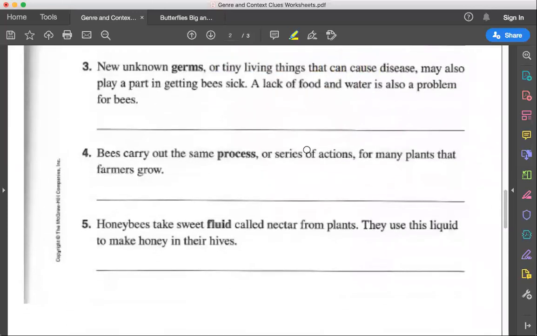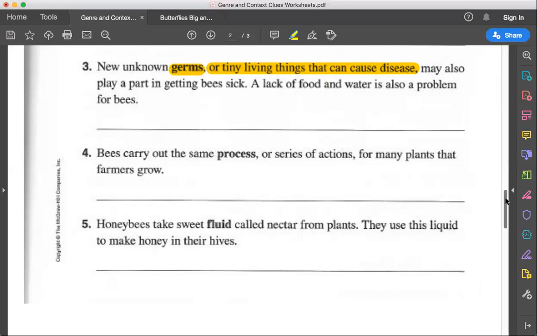Number 3. New unknown germs, or tiny living things that can cause disease, may also play a part in getting bees sick. A lack of food and water is also a problem for bees. Germs. What is germs? There's that comma. Sometimes writers put a comma when they're going to write a definition. Germs, or tiny living things that can cause disease. So that's what it means. They put commas here to help separate the definition. Remember, you need to write this on the line.